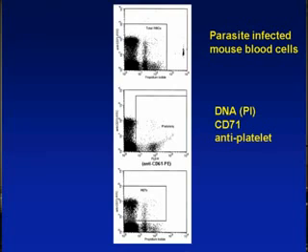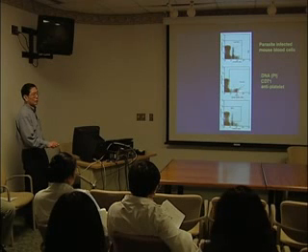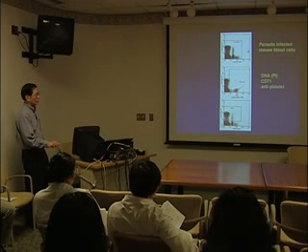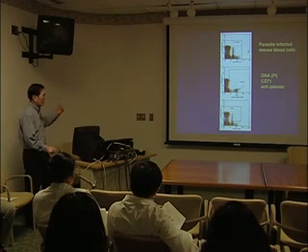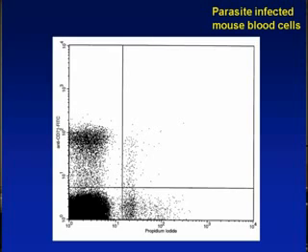but this is from the malaria-infected DNA. Then the third sample, you have the parasite-infected mouse blood cells. Put in the CD71 marker and put the antiplatelet marker. What you see is again, you have the DNA here, we exclude them. But when you look at the CD61 and the CD71, now you see the platelet. You want to exclude that one and get that area and look at your final product.